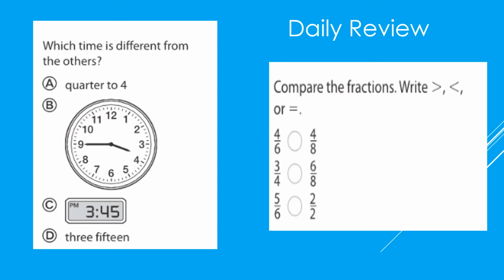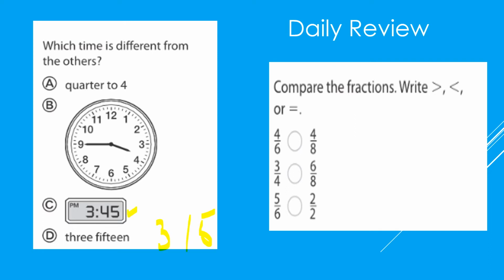So the first thing we started off with was a daily review, and the first question asks us which time is different from the other. So we have 4:45, we have our clock, we have 3:45 and 3:15. Upon reading this quickly, I see that this is 3:15, and I know that's not the same as this one.